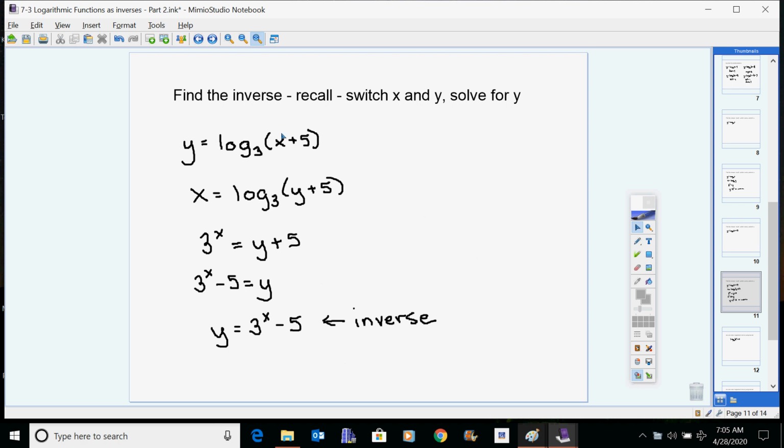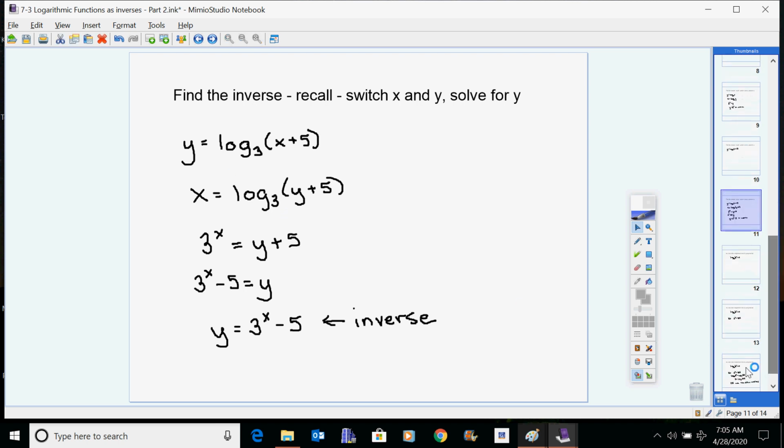Remember, inverse is always just switch the values and solve, but now we've got the added aspect of knowing what a logarithm with different bases looks like. All right, so I have one last thing to mention.